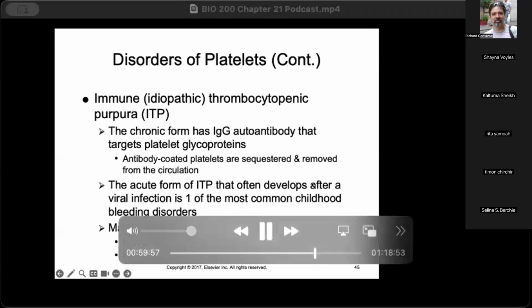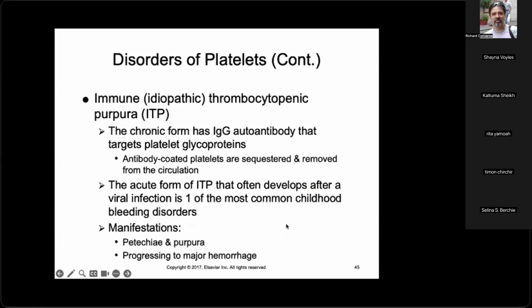The acute form of ITP often develops after a viral infection and is one of the most common childhood bleeding disorders. What do we see? We see petechiae and purpura. We see progression to major hemorrhage. Remember, petechiae are ruptured capillaries that you can see in the sclera of the eye, under the fingernails, and under the skin. Purpura is basically internal bleeding.